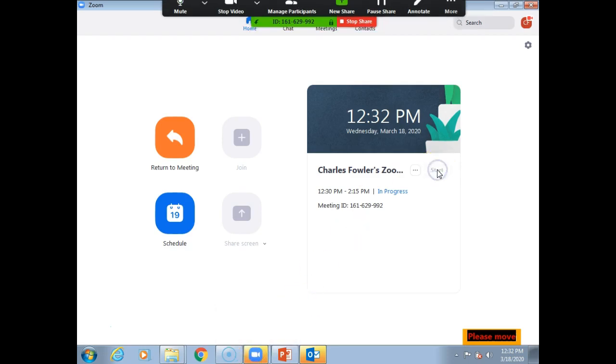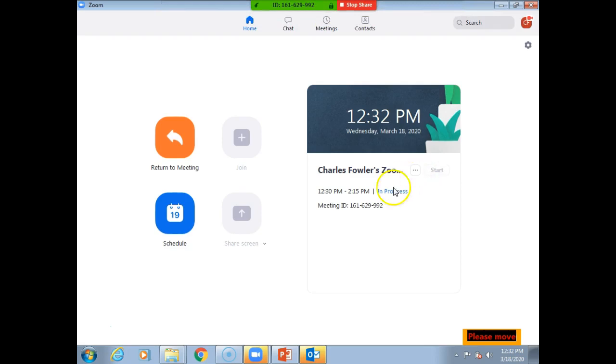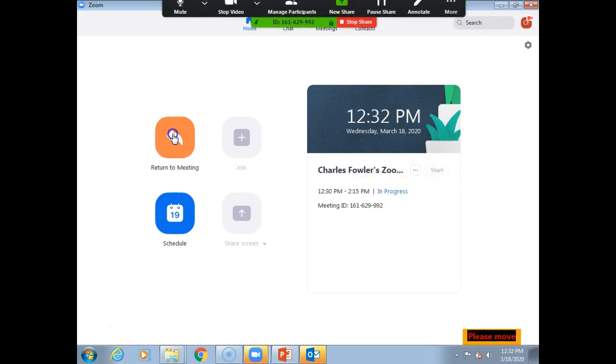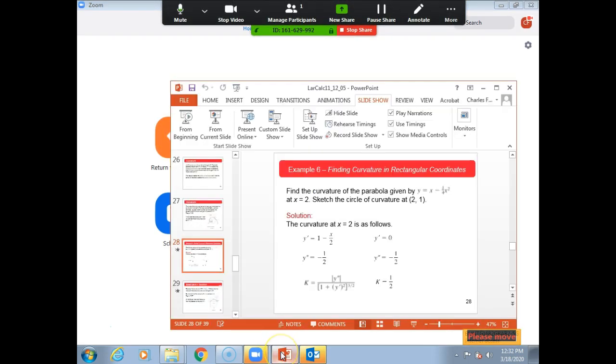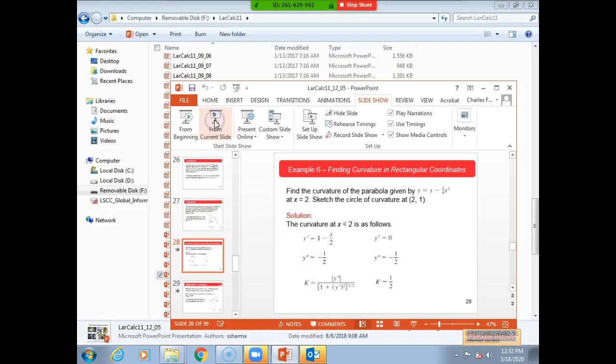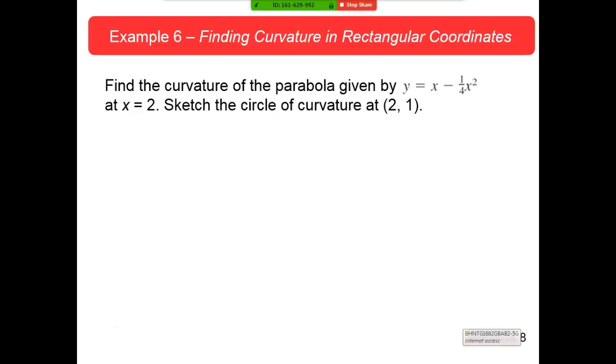Let me try this start. It's in progress. The meeting's in progress, but it won't go to the page. Maybe this is it. We'll go from current slide. Let's see if this works. Okay. I hope we're working now.